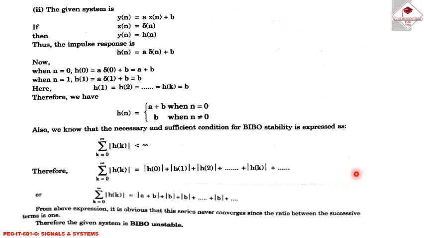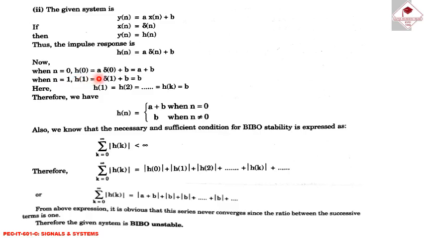Another question we are having: y[n] = a·x[n] + b. Here x[n] = δ[n] and y[n] = h[n]. So the impulse response is h[n] = a·δ[n] + b. First of all, we are going to put n = 0.